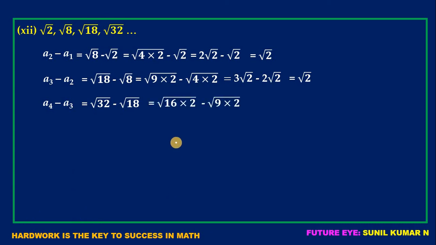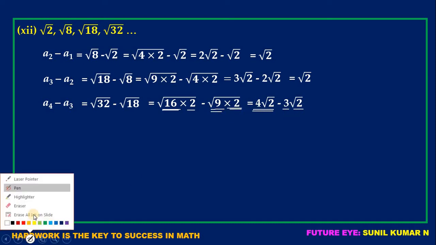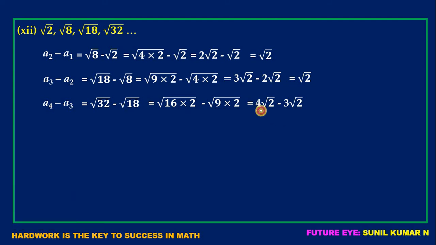Now root applies for both the numbers. Root 16 means how much? 4. Root 2 means root 2 itself. That is what I have written, 4 root 2 here. And here root 9 means 3 and root 2 means root 2 itself. And now concentrate here. Here 4 root 2 is there and here 3 root 2 is there. In 4 root 2, if you subtract 3 root 2, you will get root 2 only.